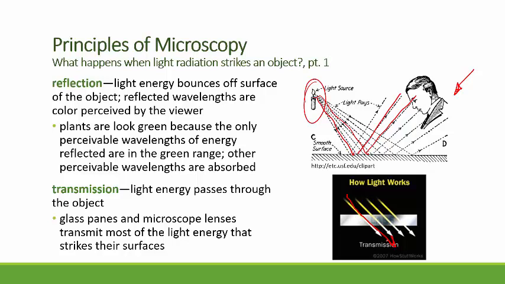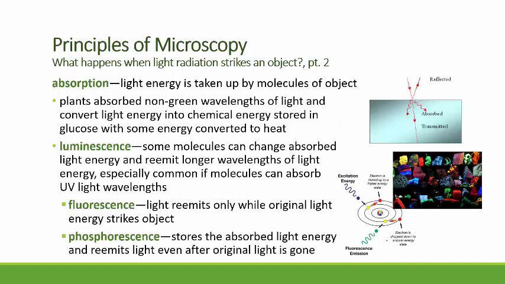Okay, so reflection and transmission are two things that can happen when light strikes an object. The third thing that can happen is absorption. This is when the light energy is taken up by the pigment molecules in the object. So plants, for instance, absorb the non-green wavelengths of light, and they use the energy in that absorbed light to photosynthesize, to convert that energy into glucose. And some of the energy is also converted into heat in that process as well. We'll talk about energy conversion in just a second.